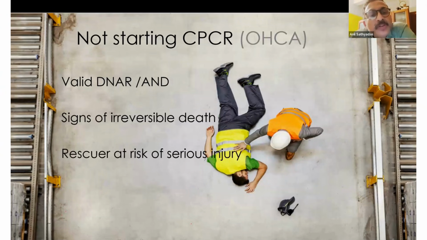And the third one would be rescuer risk. Don't jump into water if you don't know how to swim. Very, very important, because we are hearing news that the person who was trying to rescue the drowning victim, 2 of them died, and the victim who drowned first would survive also. So if the rescuer is at risk of serious injuries, please don't start CPCR. Be safe. And doing CPCR in the middle of the road, where you would have a chance of being hit by the next car coming, would again be a serious risk.